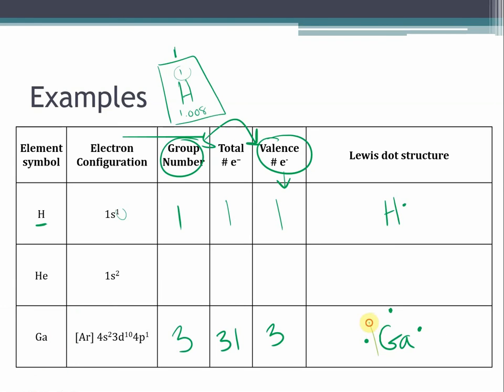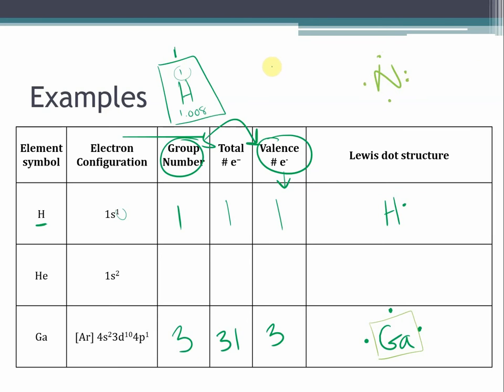Pretend like you're drawing a box around your symbol. That box has 4 sides. So if you have 4 electrons, you'll put 1 on each side, 1, 2, 3, 4. At the 5th electron, then you'll start doubling up. So something like nitrogen, you would draw nitrogen and then 1, 2, 3, 4, 5.